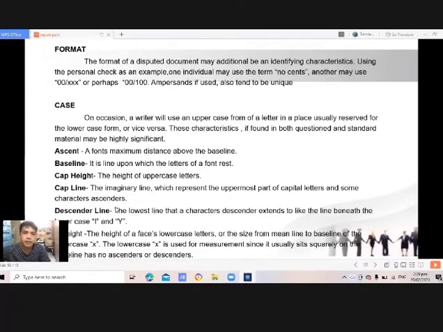Format. The format of disputed documents may additionally be an identifying characteristic. Using the personal check as an example, one individual may use the term no cents. Yung sa ano po to, example nito is sa cheque. Another may use zero, yung 00 tapos XXX, nakikita mo sa cheque yun. Or perhaps 00 by 100.